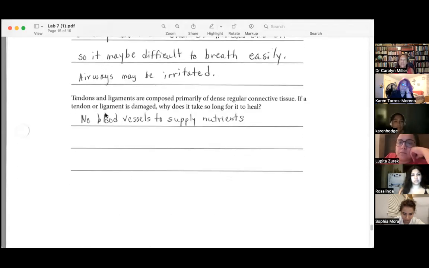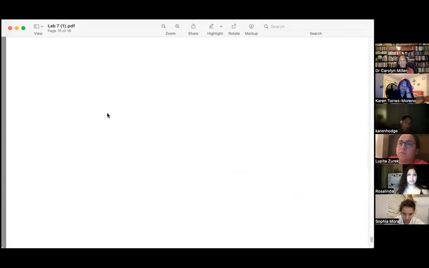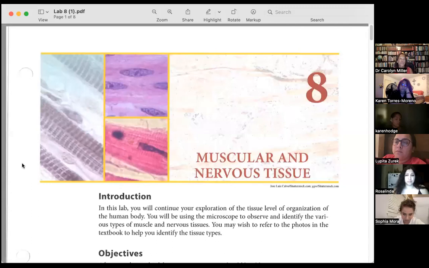And then tendons and ligaments. I'll explain that more in chapter 6, but I will tell you that it takes them a long time to heal because unlike bone, they don't have a direct blood supply. And we'll go through that tomorrow with tissues. The last one we'll go through with tissues is the muscle and nerve, and that is lab exercise 8.